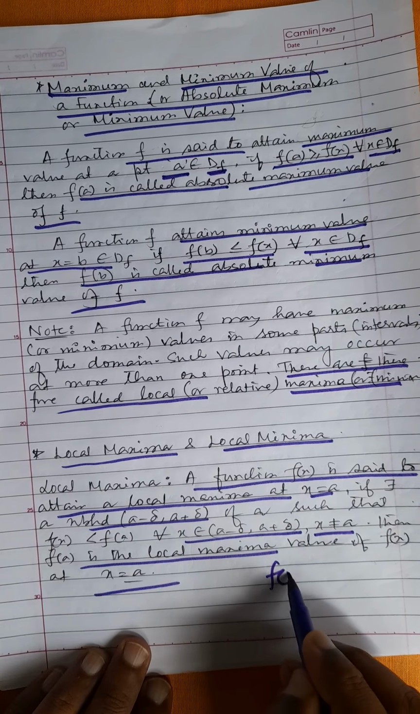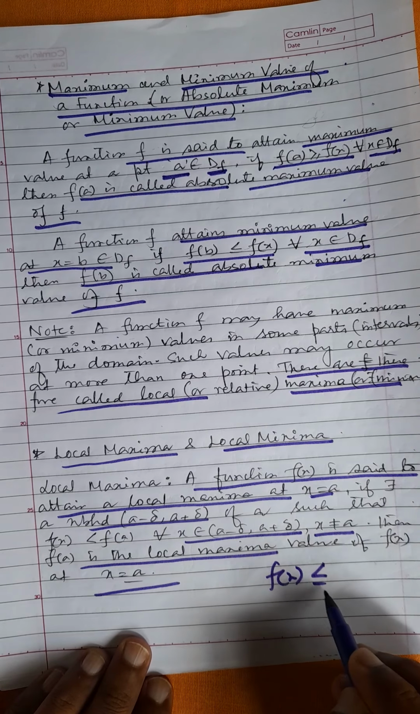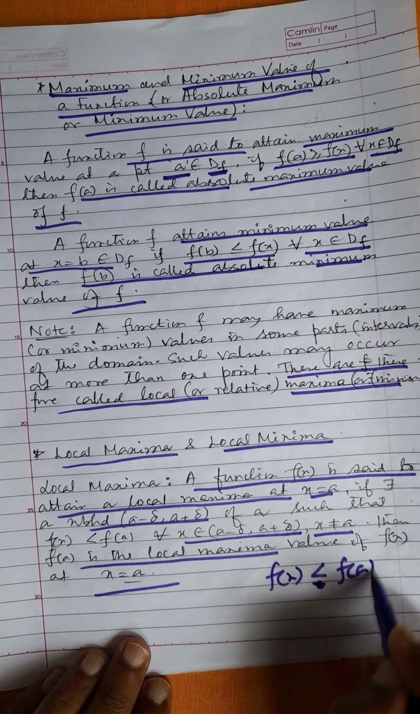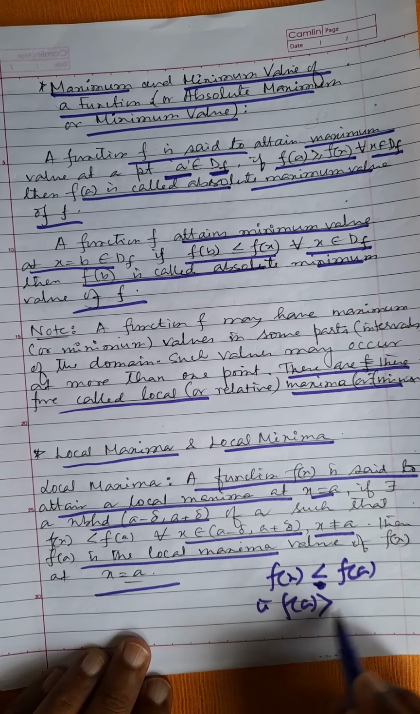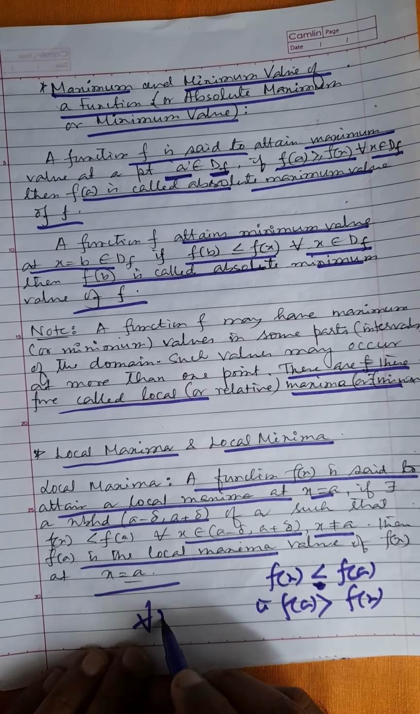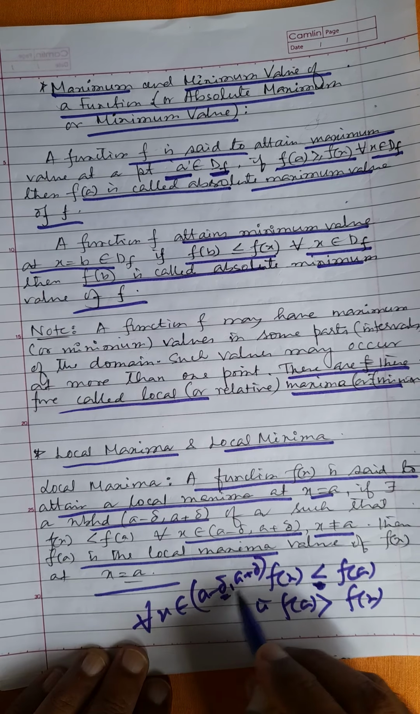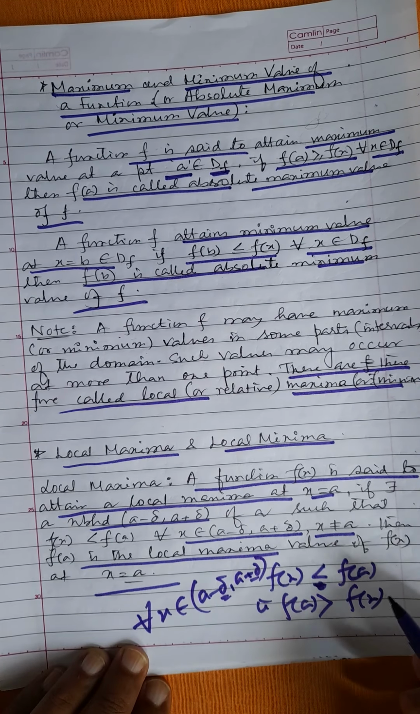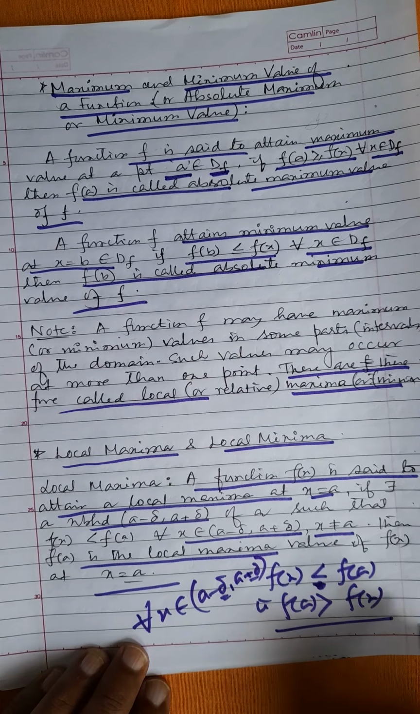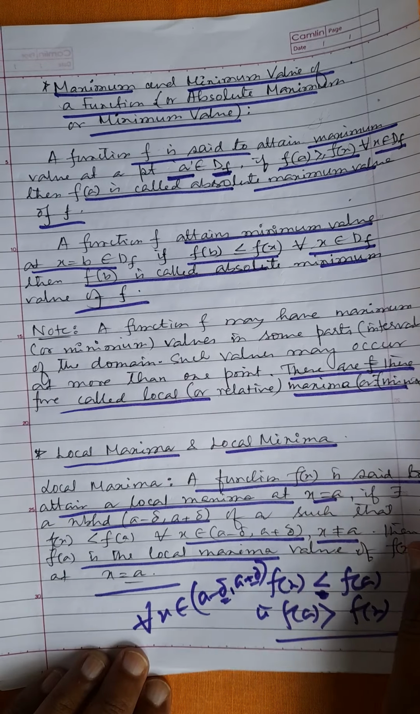That is, f(a) is greater than f(x) for all x belonging to the neighborhood a minus delta, a plus delta. Delta is a small value. Okay, then we can say this is a local maxima.